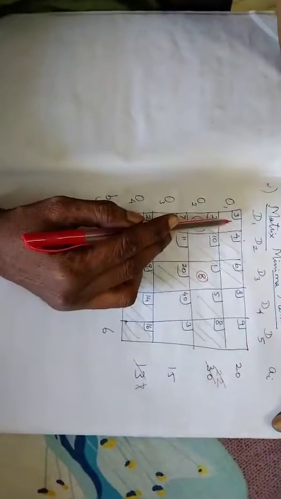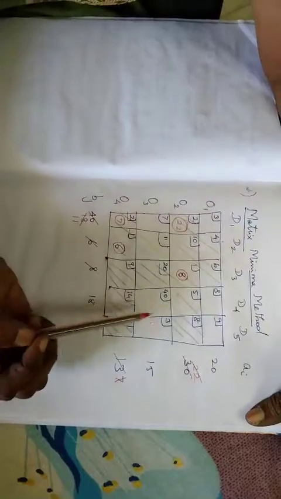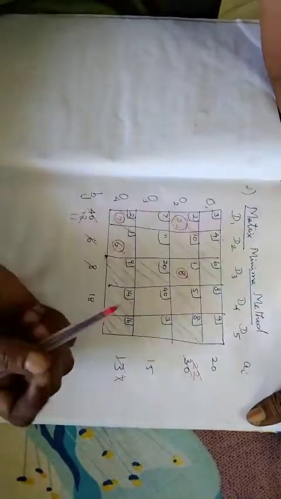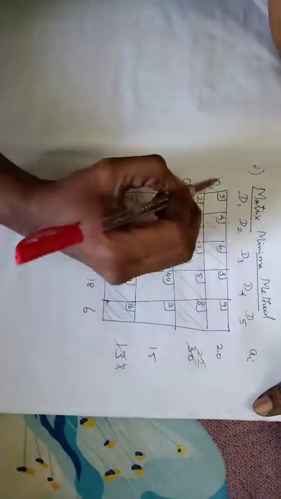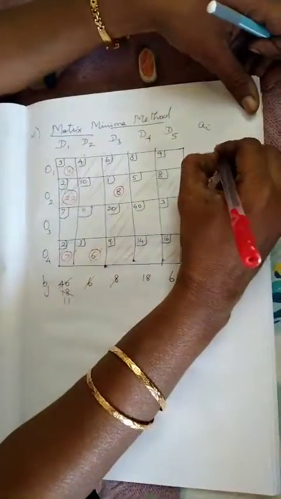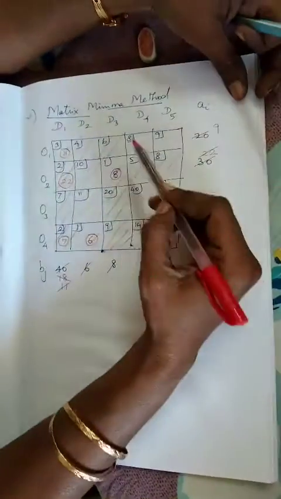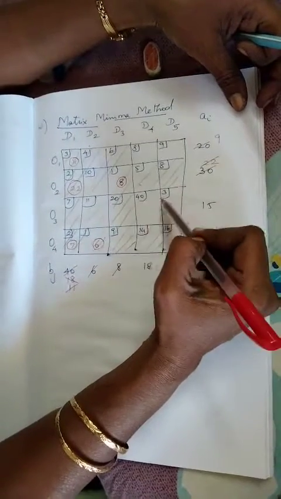Next minimum will be 3. That 3 occurs in 2 cells. You select any one of the cells. I select 1, 1. There you can put the minimum value 11. So the remaining is 9. So you can strike out the first column, and the remaining 4 costs are 8, 9, 40 and 3.